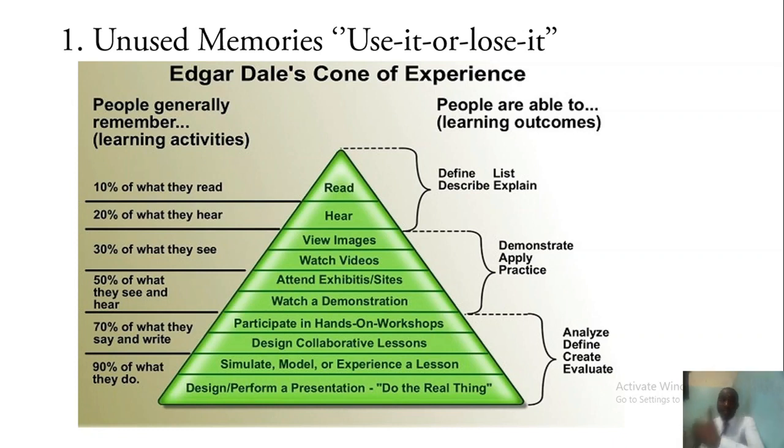Or in summary, this means that you'll be able to remember 90% of things that you're able to demonstrate and do. So if you learn something, you read about something, try to find a way in which you can demonstrate it, because as you do it, it means it sticks and you'll be able to retain 90% of that information.